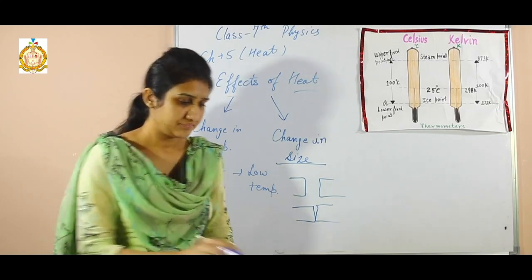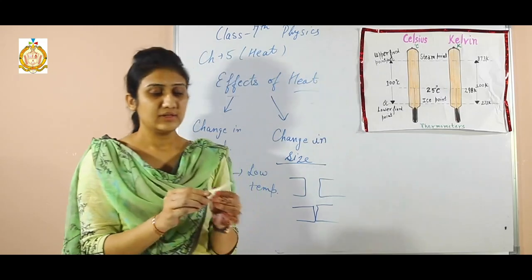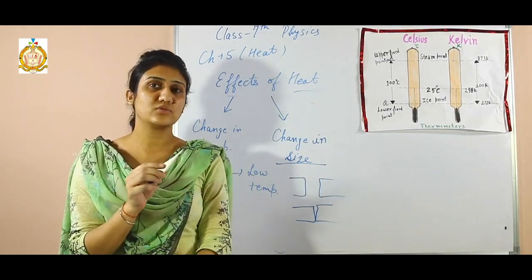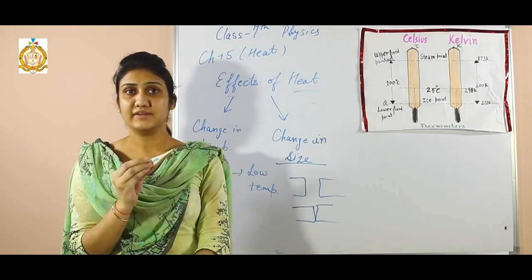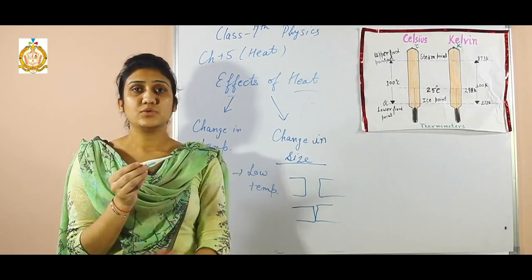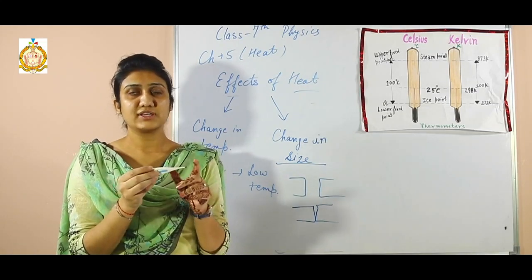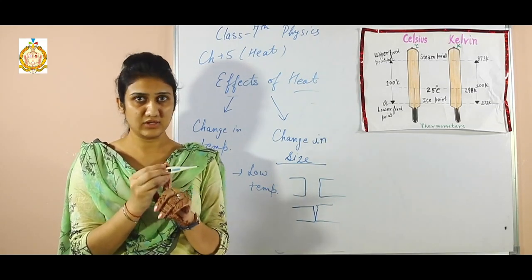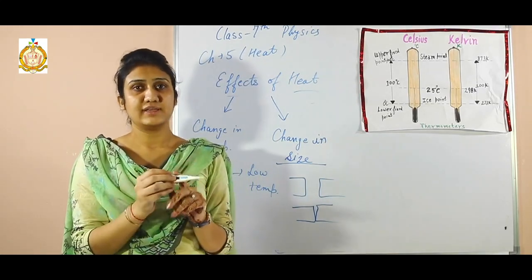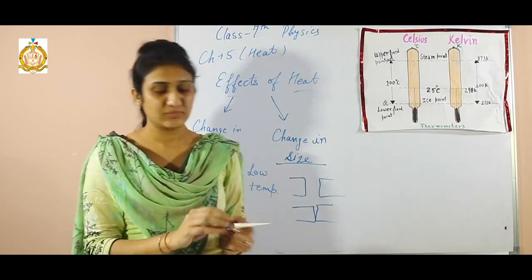Also, you must have observed that there is mercury in the thermometer, and it works on the thermal expansion and contraction due to heat. When it is heated by our body temperature, the mercury expands and we get the reading in the thermometer. And again when we take it off, it comes back to its normal position.